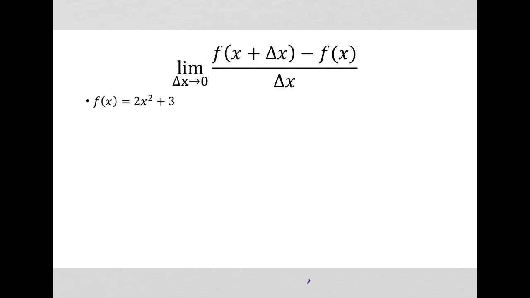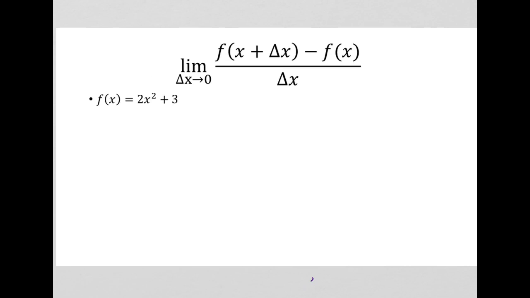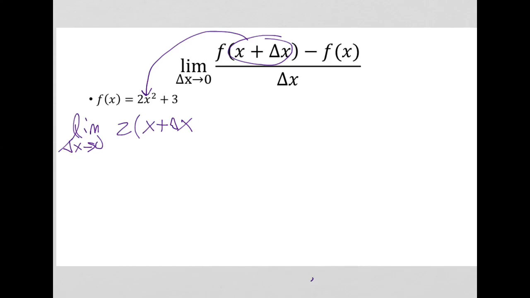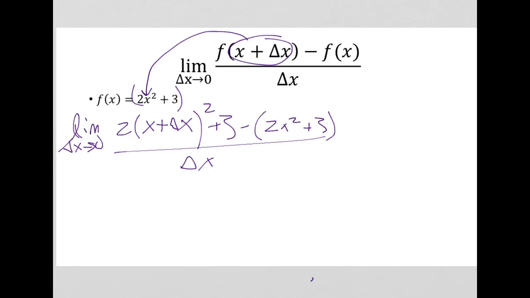3 more of these to look at. Again, same idea. We are finding the limit as delta x approaches 0. Wow, my pen's not working well. Limit as delta x approaches 0. We need to take x plus delta x and shove it in for x right there. So we're going to get 2 times x plus delta x, quantity squared, plus 3, minus our entire f of x function, so throw it in parentheses, 2x squared plus 3, all over delta x.